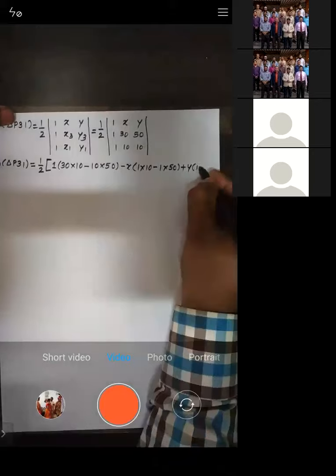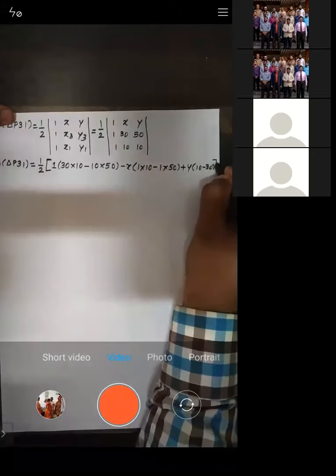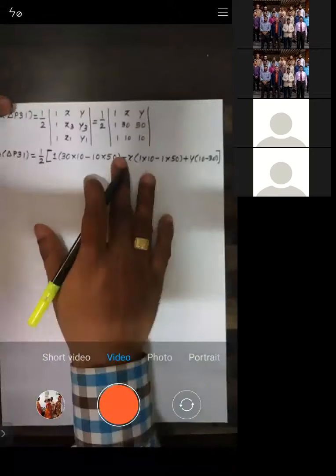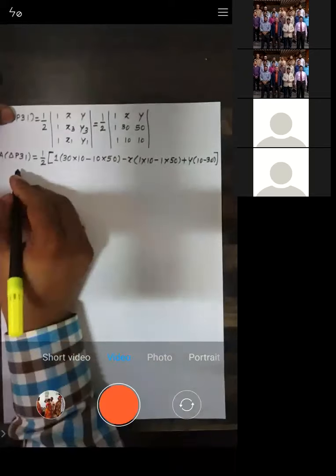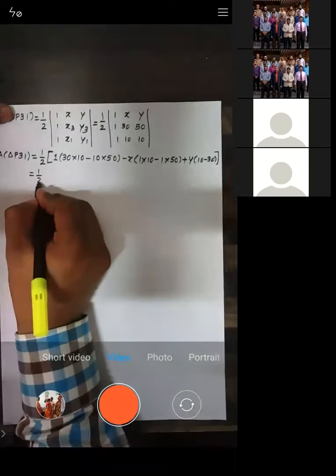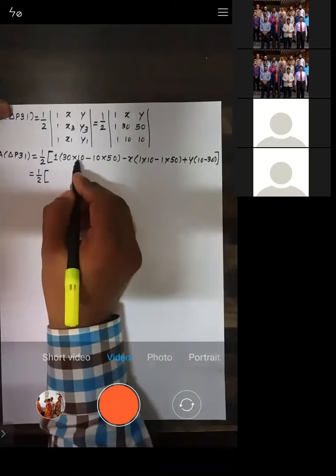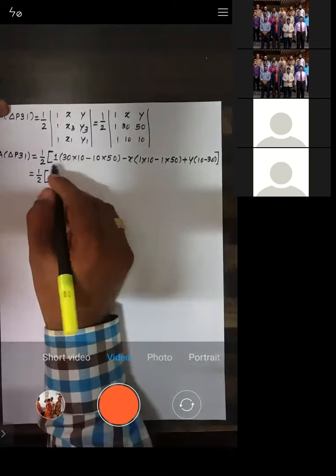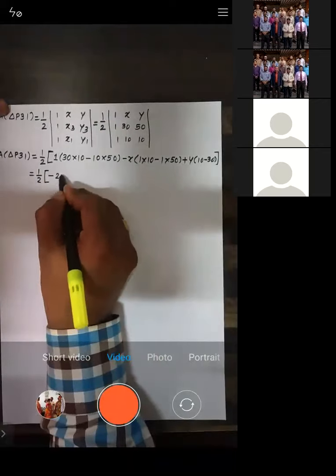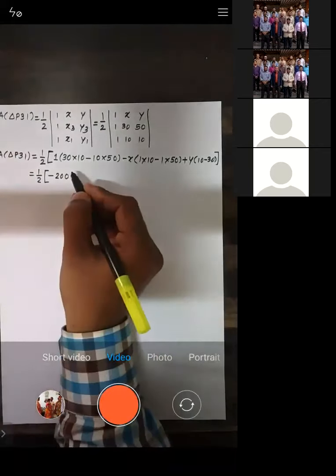So 10 minus 30, is it okay? Right? So just do that. Half into what we are getting here? This is 300 minus 500, right? So we'll get it as minus 200. Yes or not?